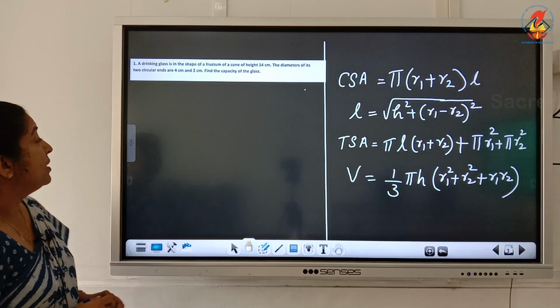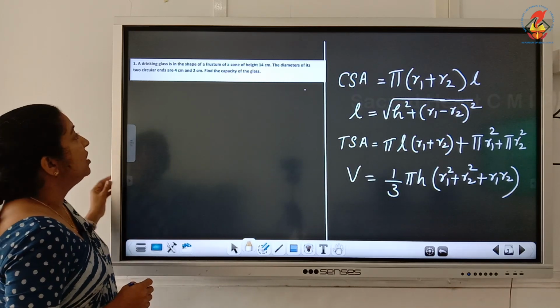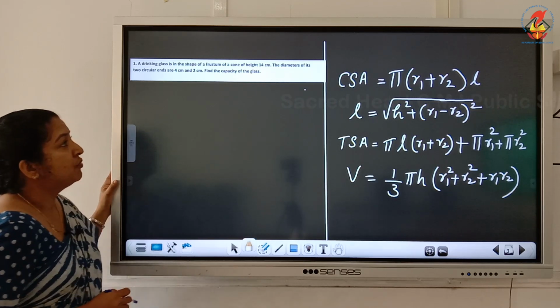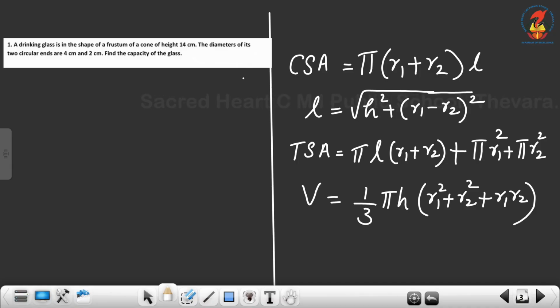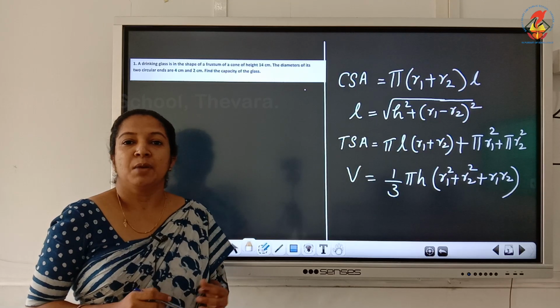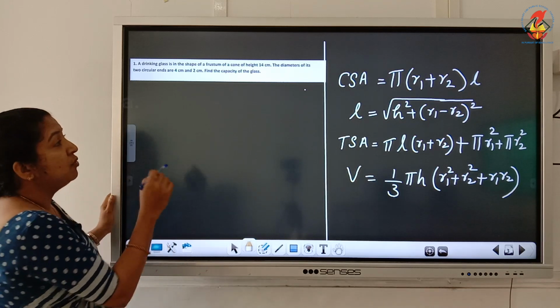The first problem, exercise 13.4, first question. A drinking glass is in the shape of a frustum of a cone of height 14 centimeter. The diameters of its two circular ends are 4 centimeter and 2 centimeter. Find the capacity of the glass. Capacity means we have to find the volume. What is given? First you have to write the given things.